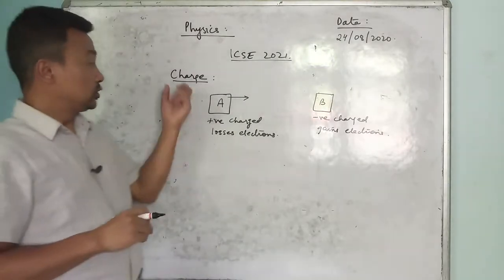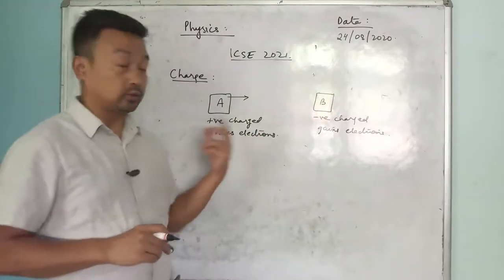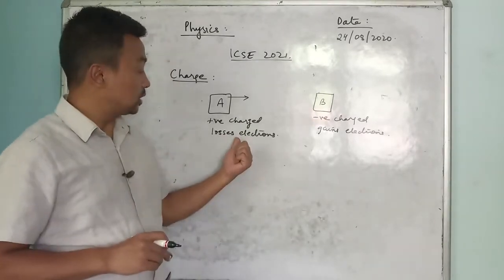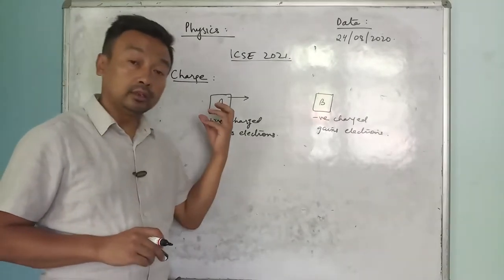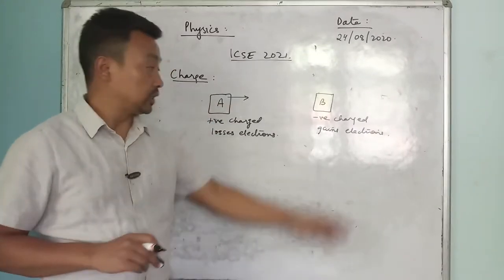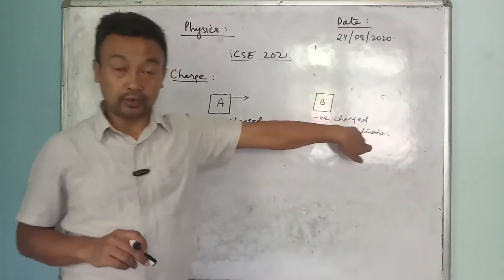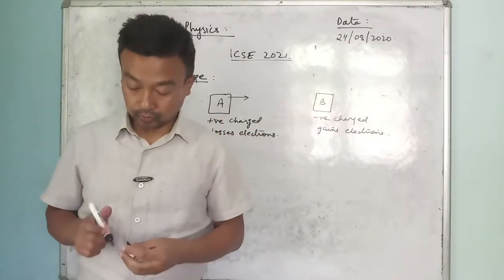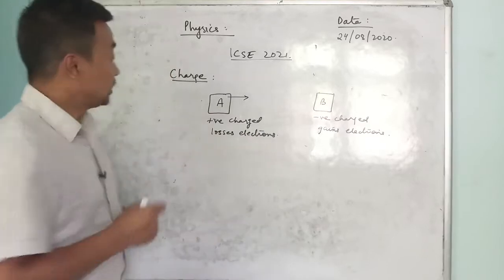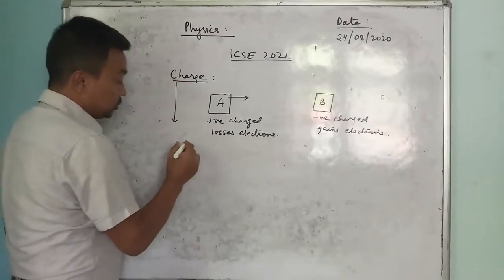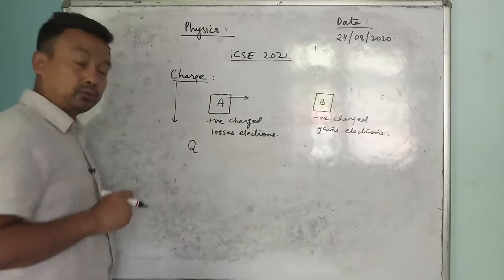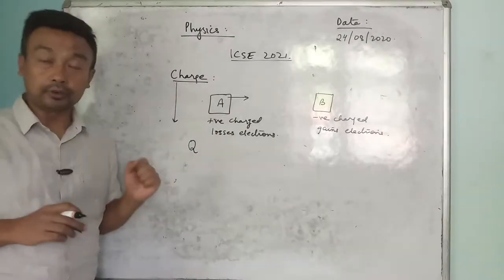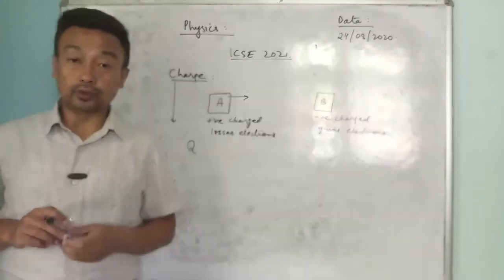Now charges are of two types. One is the positive charge, in which the body is losing electrons, and the second type is the negative charge, in which the body is gaining electrons. Charge is usually given by the symbol Q. Sometimes we also use the small q, but let us use the capital Q here. This is the symbol for charge.